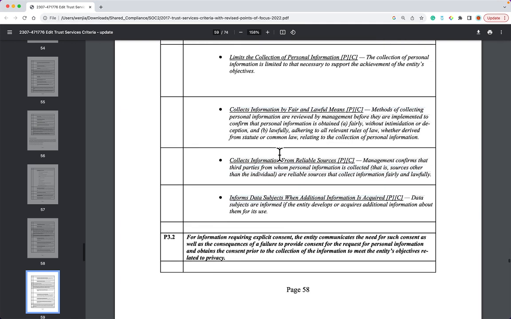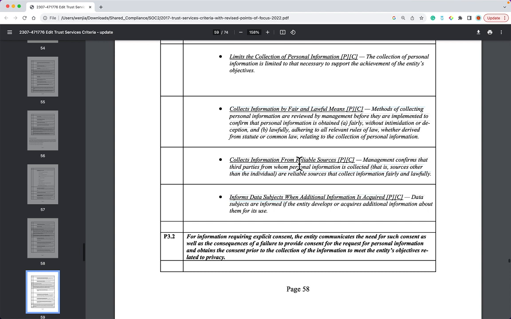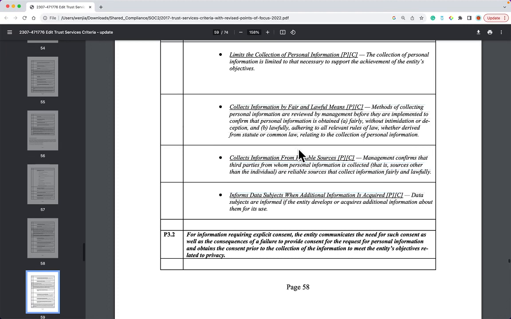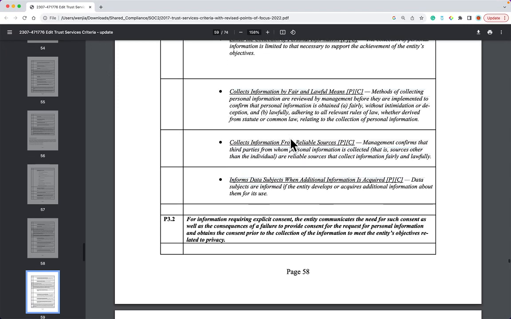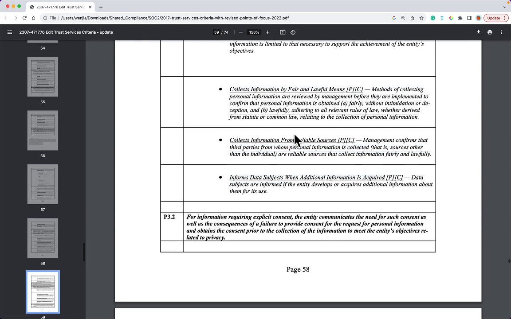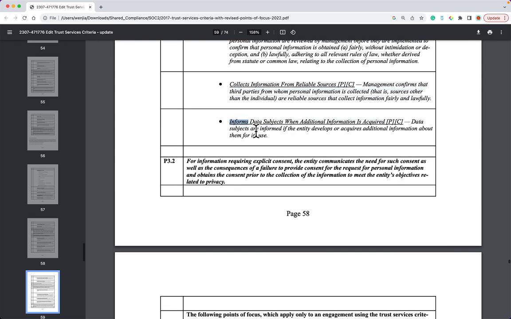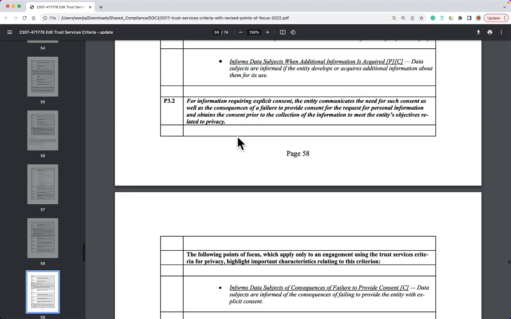The third one, collects information from reliable sources. So when the entity is gathering information from others, not directly from the individual, you need to check these sources, fairly and lawfully. And inform data subjects when additional information is acquired. Of course, you need to let your user know. You cannot collect without their permission.